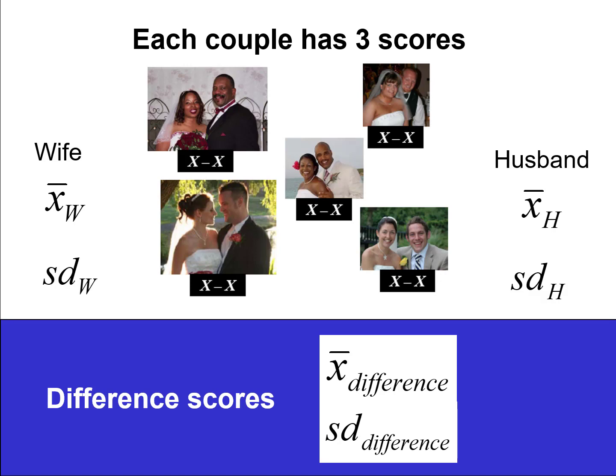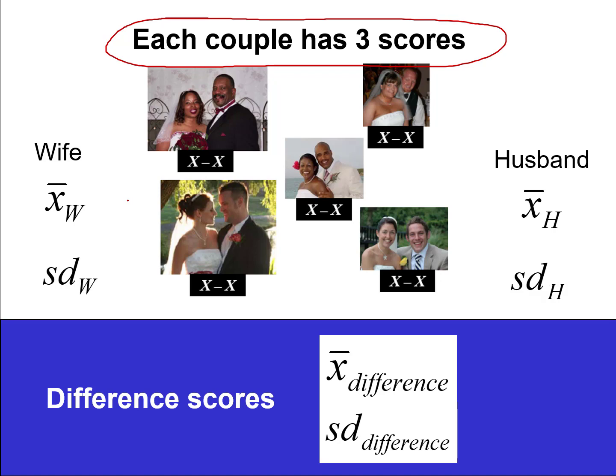And so to reinforce that point, when we do a paired samples analysis, each case actually has 3 different types of scores. Let's look at how that's true for these couples. So each couple is going to have 3 different types of scores. We'll have the score on X for the wife, we'll have the score on X for the husband, and then we'll have the difference score, the wife's score minus the husband's score. So we've got X for the wife, X for the husband, and that difference score.